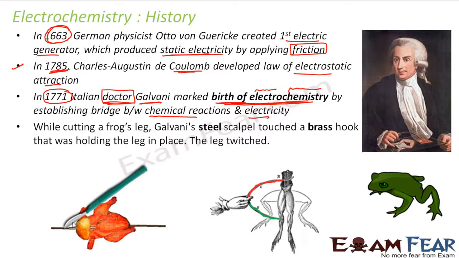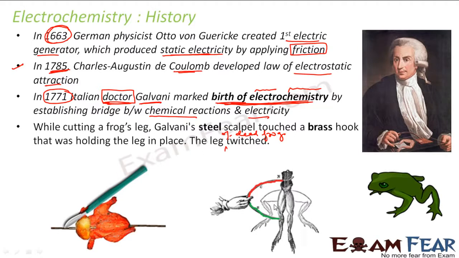The funny thing that happened was that the leg of this dead frog twisted. So he did the experiment once again. He took two different metals, for example steel and brass, or zinc and silver. It just has to be two different metals. And the moment you touch a dead frog with them, the leg twists.